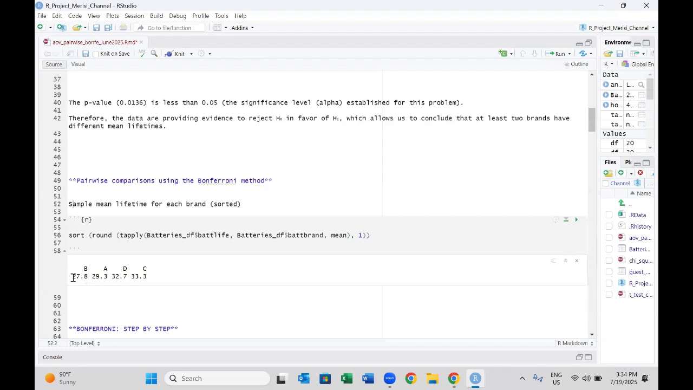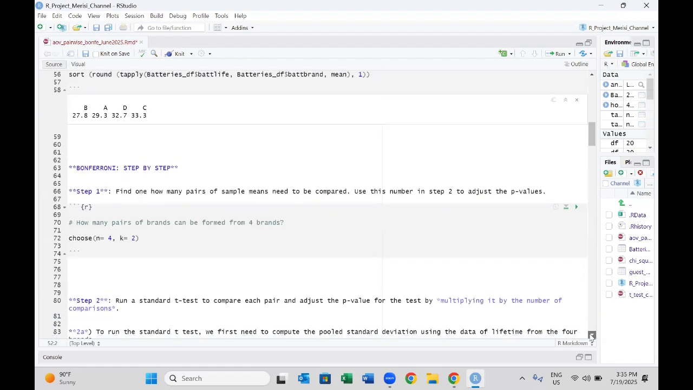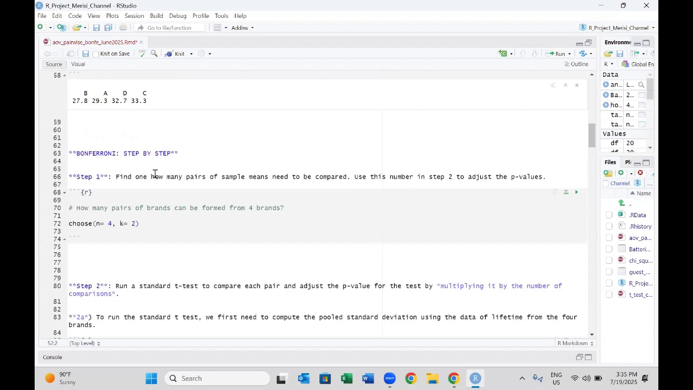Now, Bonferroni will tell us which pairs of means are statistically different. That's what we want to know with Bonferroni, which ones are statistically different. First, I will show you how to apply Bonferroni step by step so that you understand how Bonferroni works. And then later, I will show you how to use a built-in function that allows us to quickly and easily apply Bonferroni. Step one, when you try to apply Bonferroni, is to find out how many pairs of sample means need to be compared. That number is important for Bonferroni.